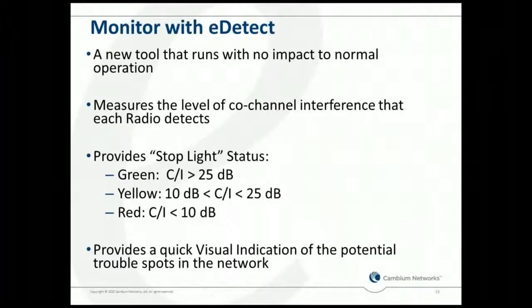And then it provides an easy-to-read stoplight status that shows you whether the link is operating in a good area, meaning you've got very high signal-to-noise and therefore high throughput, or if it's in a bad area where you've got low signal-to-noise, or in between. So it gives you a quick visual indication of potential trouble spots in your network and allows you to drill down and find out who's causing problems.